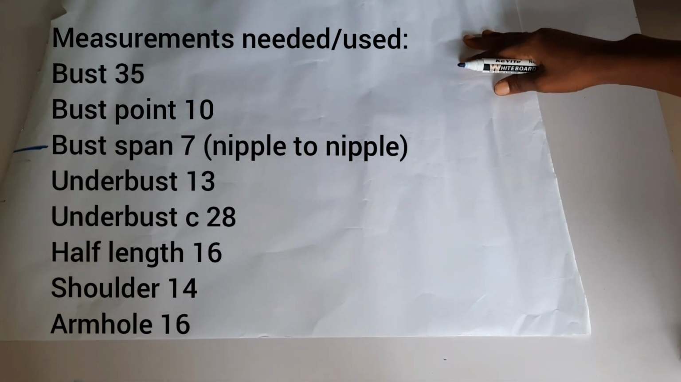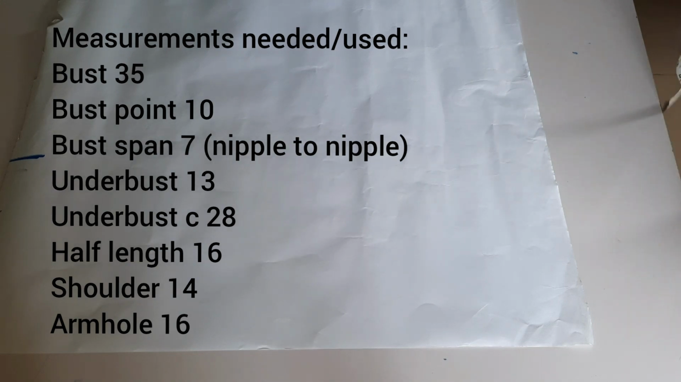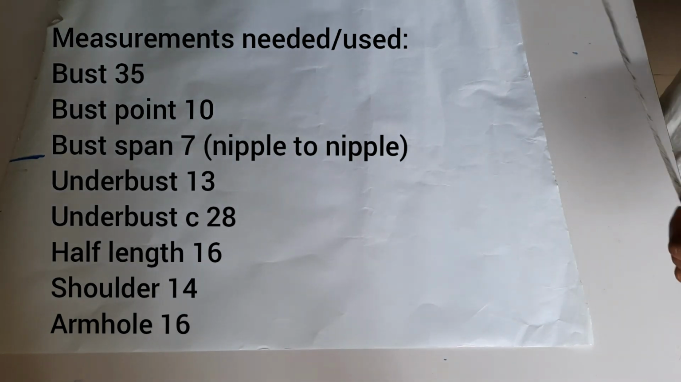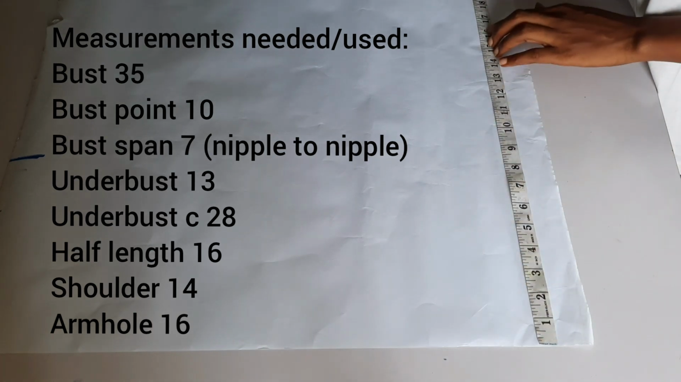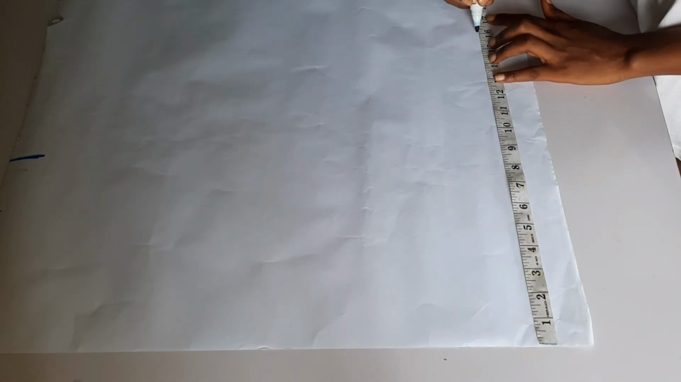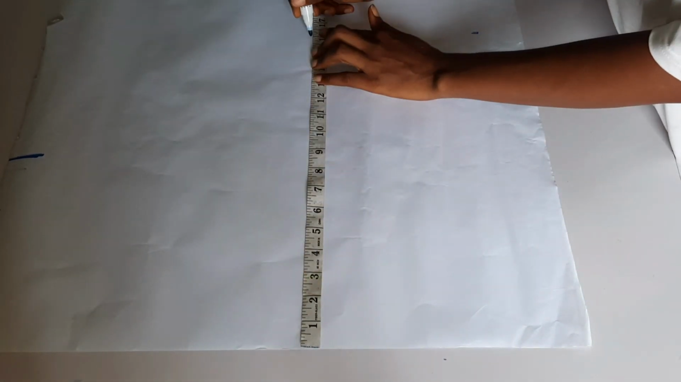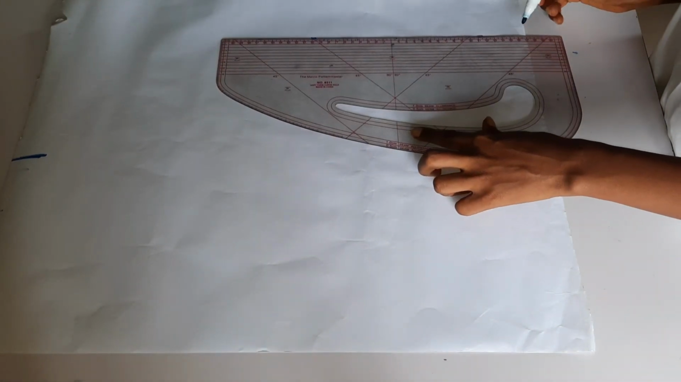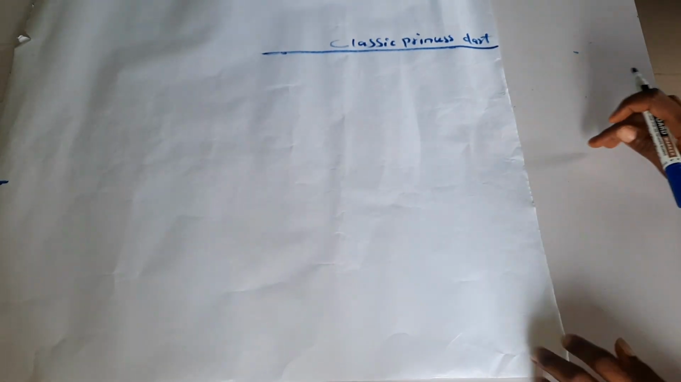So here is my pattern paper. The measurements I'll be needing for this, I'm going to list out when I'm posting this. So here, my half length is 16 inches. I'm going to go ahead and rule that line this way. So 16 inches. This is a classic princess dart.